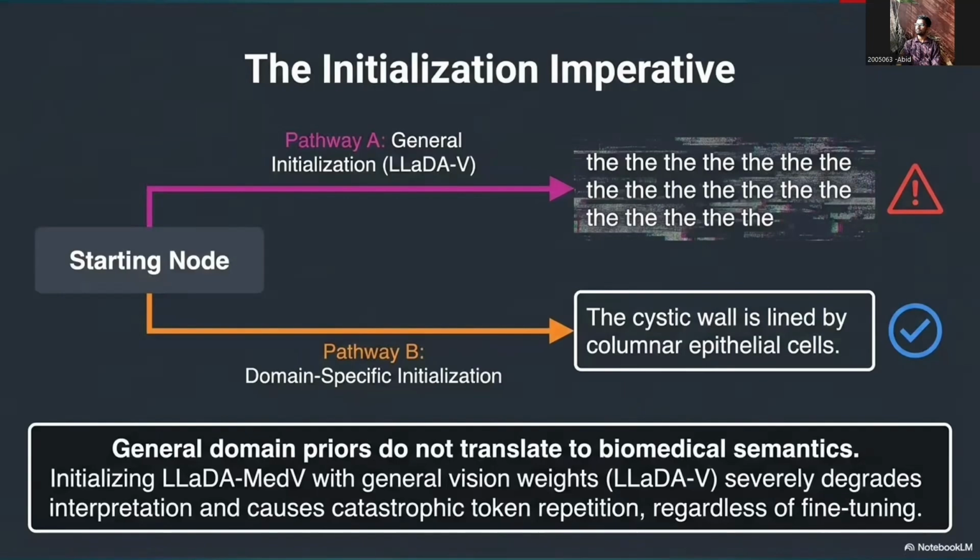A critical finding in their methodology is what they call the initialization imperative. If you initialize the model with general vision weights, as shown in pathway A, it completely breaks down in biomedical settings, causing catastrophic token repetition where it just outputs the word "the" endlessly. General domain priors simply do not translate to medical semantics. Instead, we must use pathway B, domain-specific initialization, which successfully generates medically sound output, like identifying the columnar epithelial cells.